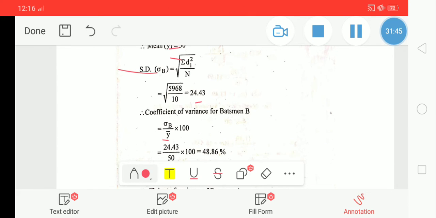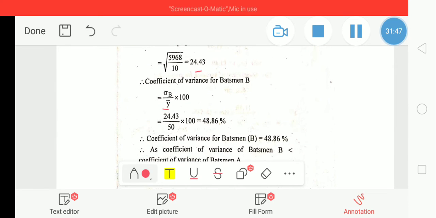So the coefficient of variance of batsman B is sigma of B divided by y bar, the mean of batsman B, multiplied by 100. So 24.43 divided by 50 multiplied by 100 is 48.86. Batsman A's coefficient of variance is 55 point something. The coefficient of variance for batsman B is 48.86.